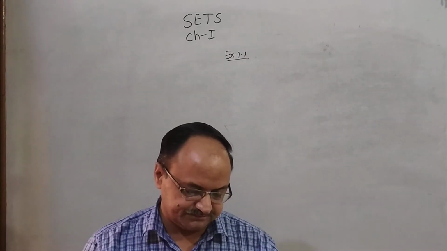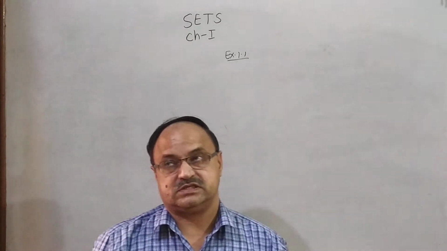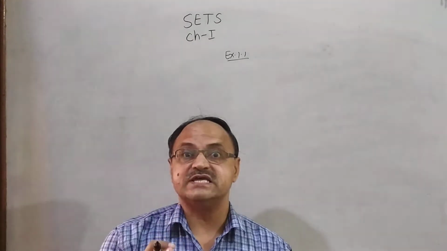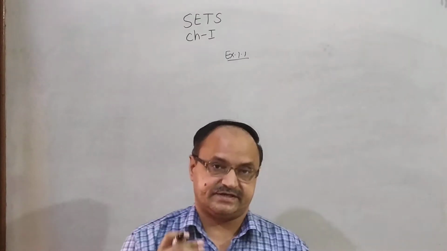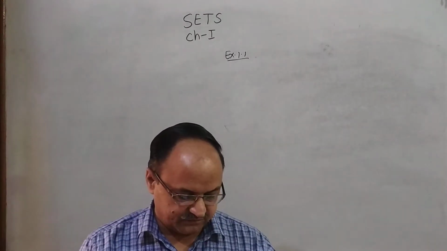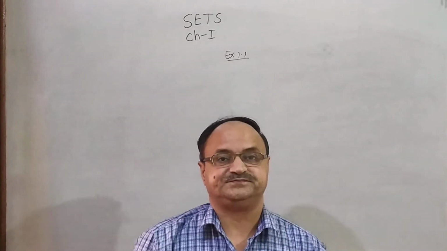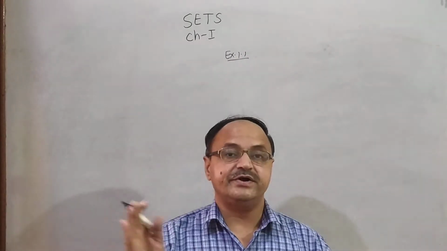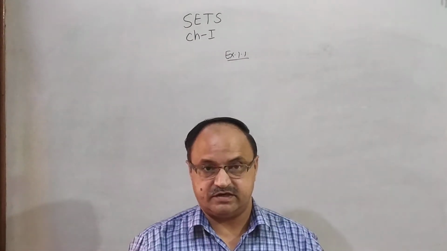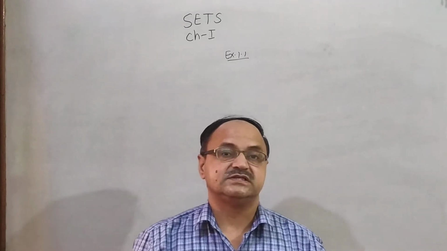And the fourth part, collection of all the boys in your class. It is well defined. Therefore it is a set. And the fifth part, the collection of all the natural numbers less than 100. You can write them very well. So therefore it is well defined. Therefore this is a set.